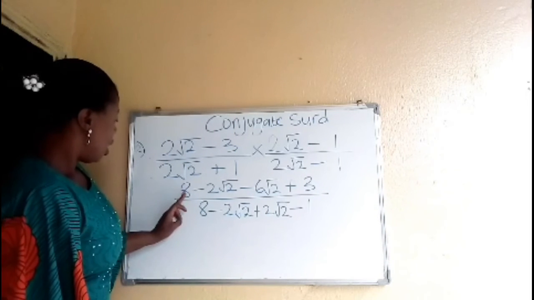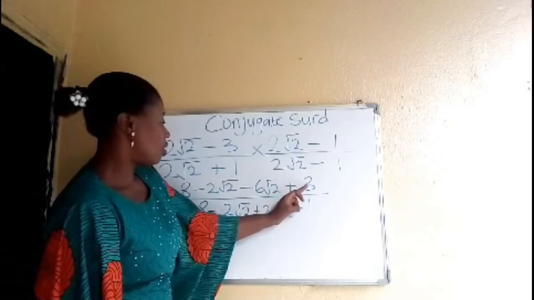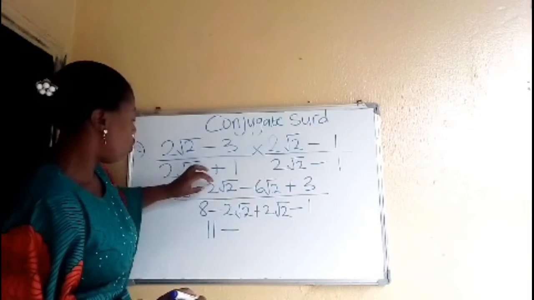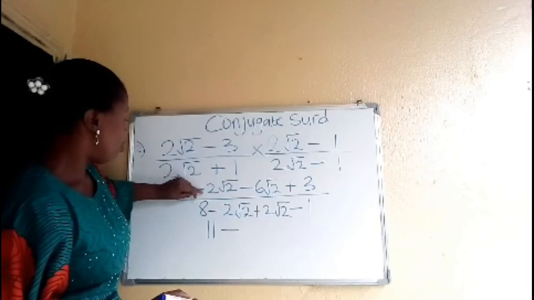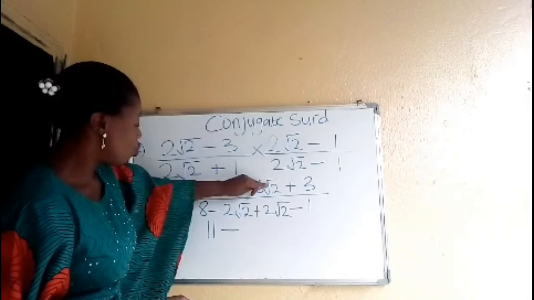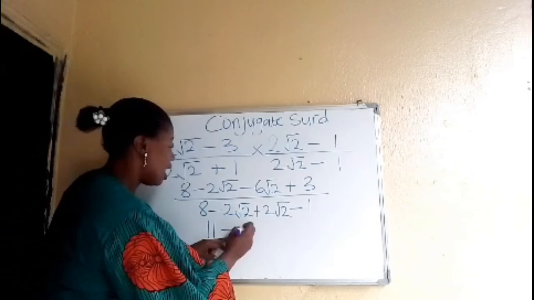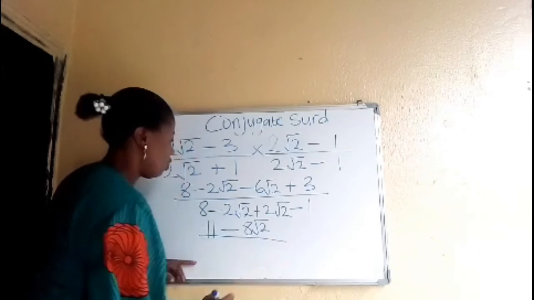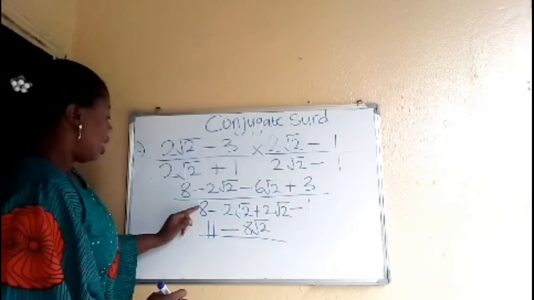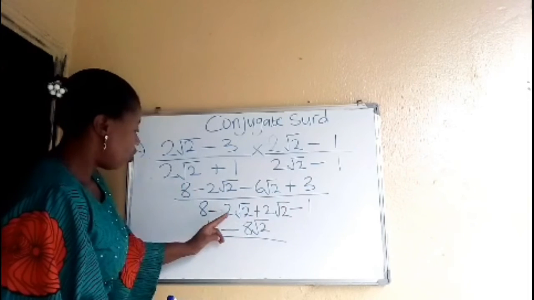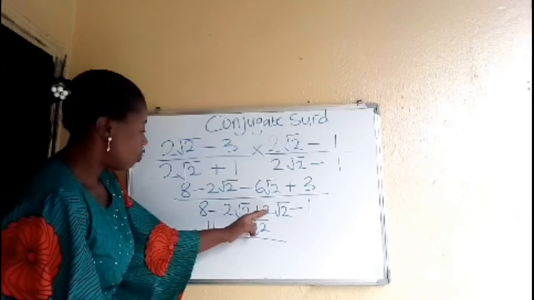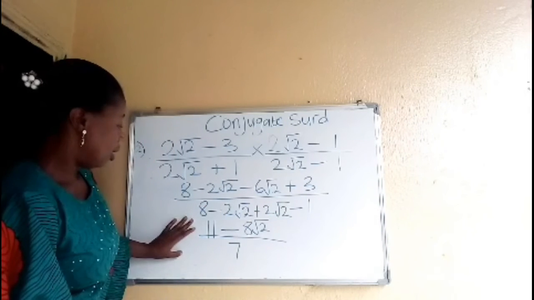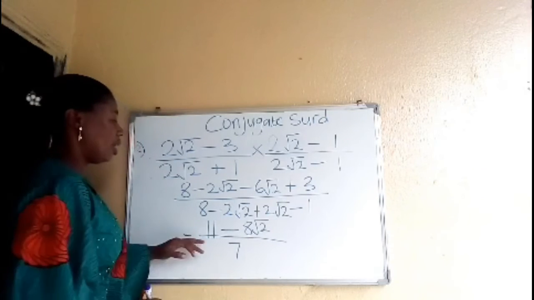So 8 plus 3, that would be 11. Root 2 here, we have root 2 here. So we can add these two since they are similar. So minus 2 root 2 minus 2 root 2, that will be minus 8 root 2. And we come over to the denominator. 8 minus 1 is 7. Minus 2 root 2 plus 2 root 2 is 0. So we have 7 here. And that is our final answer.